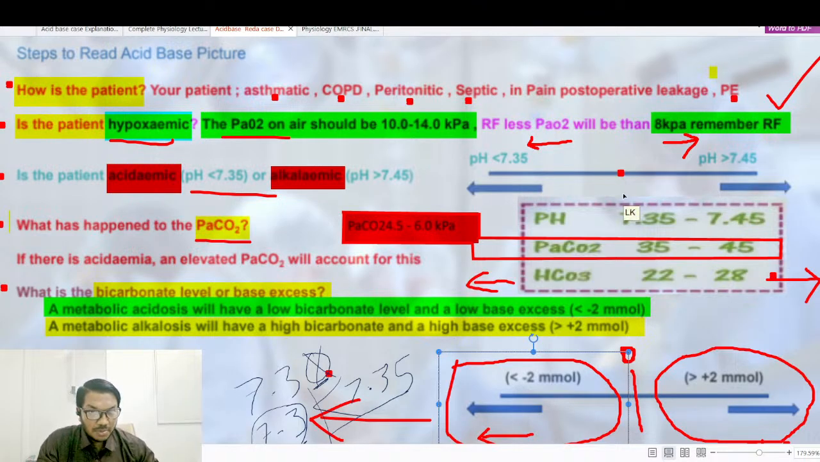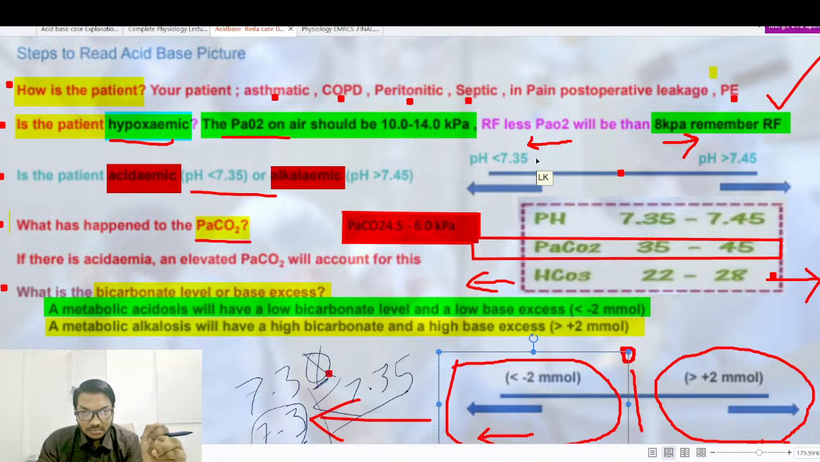Okay, so pH first. This is the pH scale, which starts from 7.35 and goes up to 7.45. This is the normal pH range. If it is less than 7.35, it means it is acidic, and the patient is in acidosis. Now, what is the reason for acidosis? We will see. And if it is more than 7.45, the patient is in alkalosis.